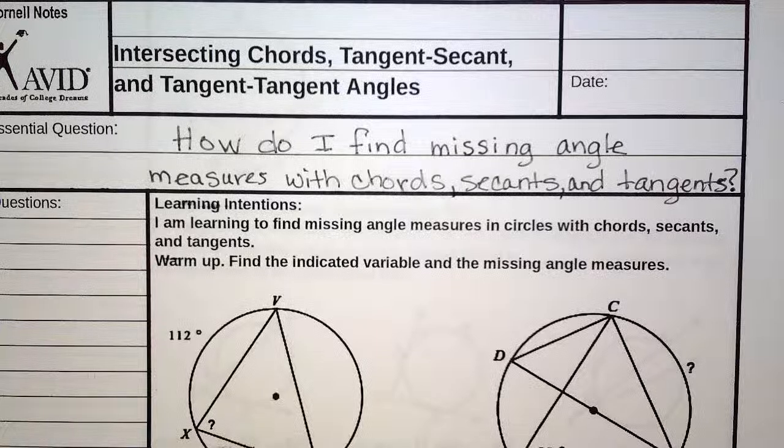We are looking at circles, and we're looking at chords, tangents, and secants to circles. So we're specifically looking at finding angles today. Your essential question is, how do I find missing angle measures with chords, secants, and tangents? Your learning intention: I'm learning to find missing angle measures in circles with chords, secants, and tangents.